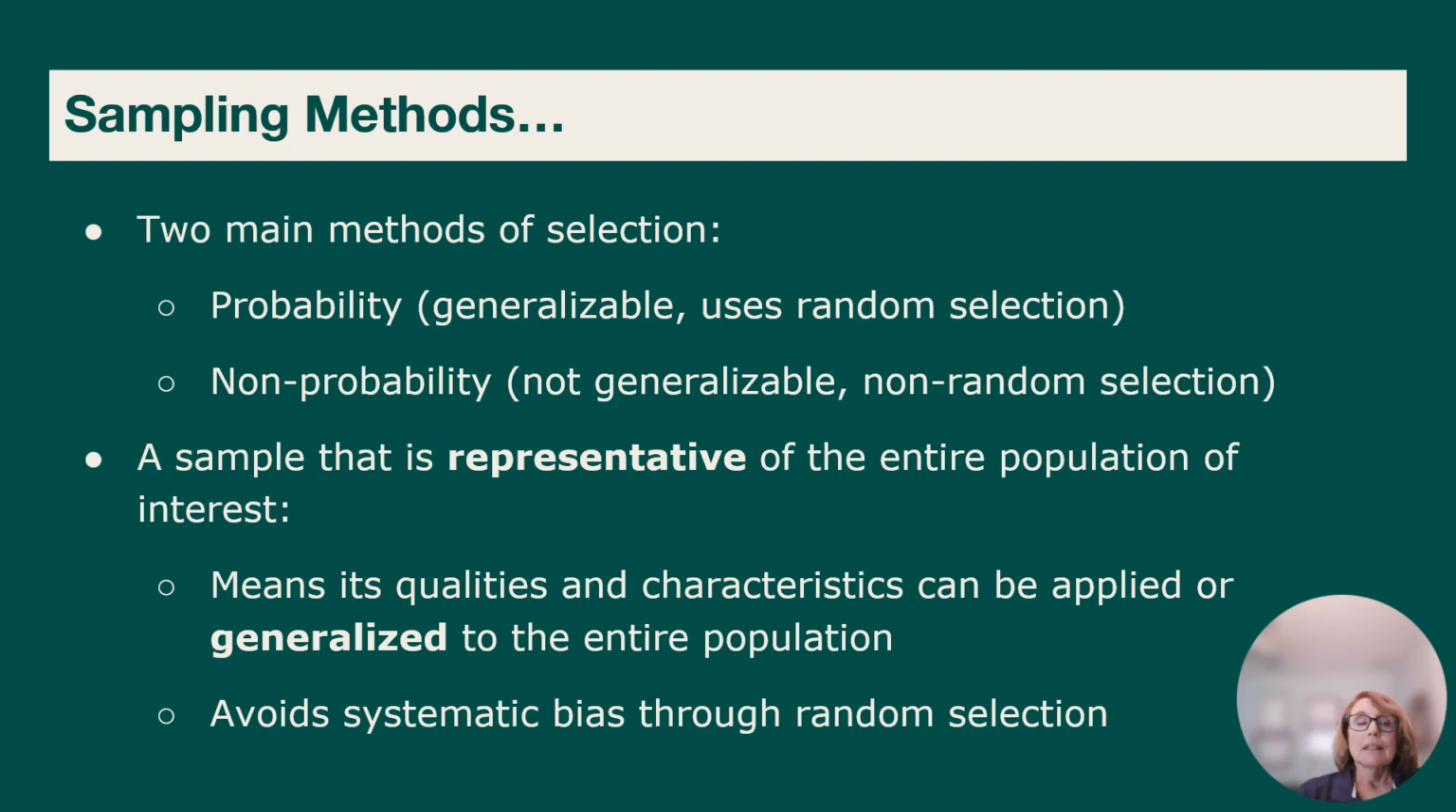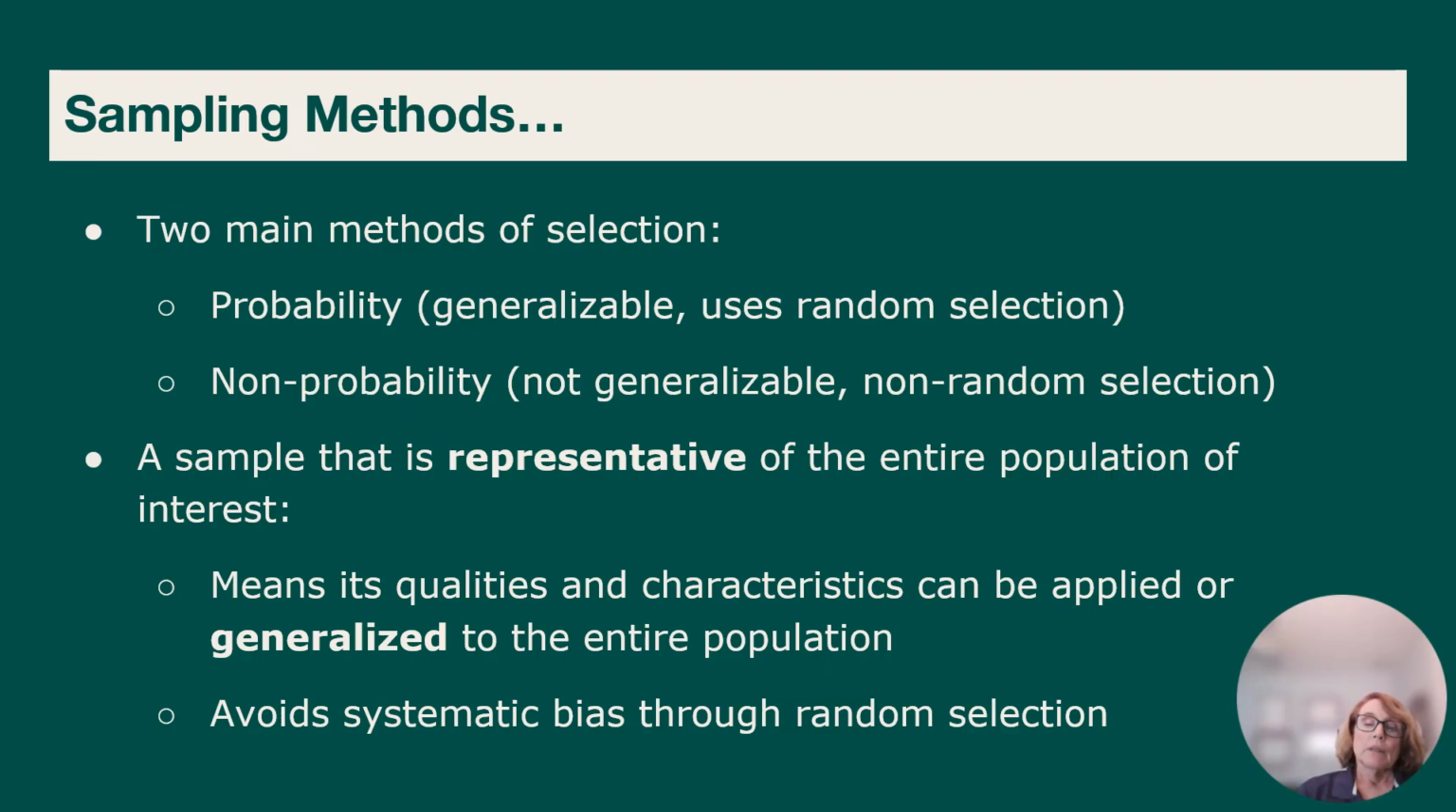Okay, so that's basically the explanation of a probability sample. The benefit is it's generalizable. Why is it generalizable? Because it uses random selection, and we select the correct number for the size of the population. And what this means in practice is that our sample is representative of the entire population of interest, as we note in the second item here on the slide. And that means if I have a generalizable probability sample, the qualities and characteristics of my sample can be generalized to the entire population.